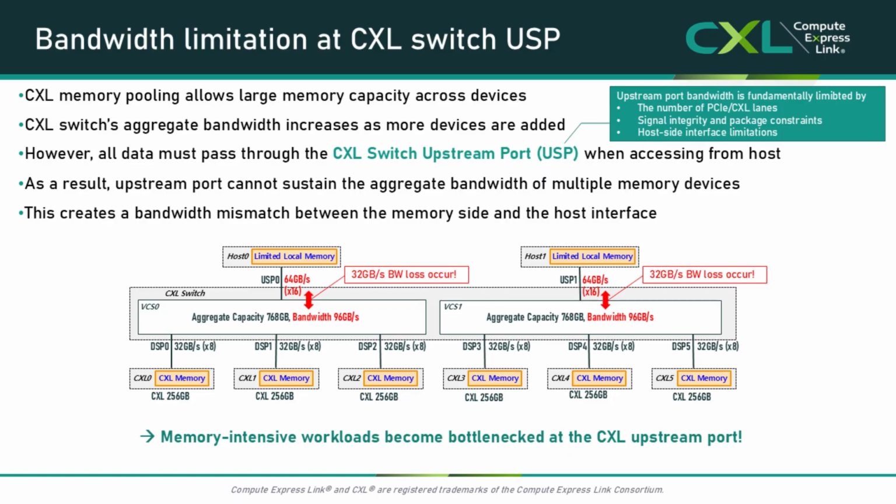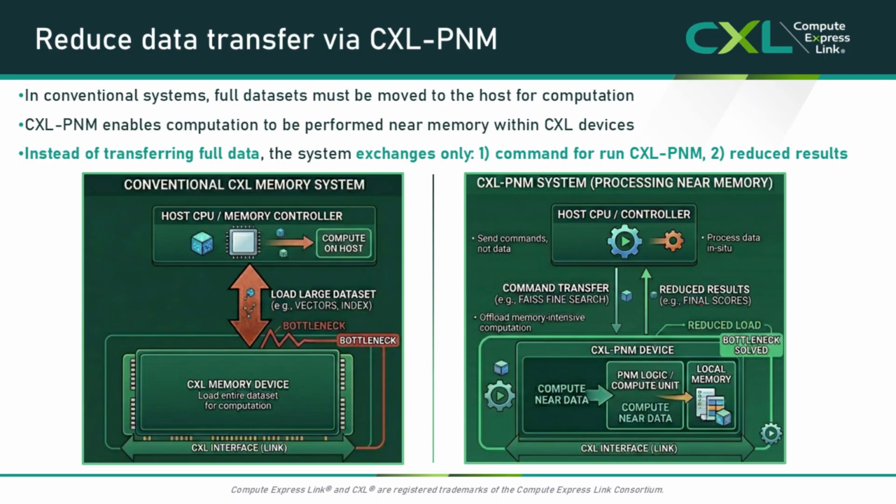So instead of trying to increase the upstream bandwidth, we focus on improving how the bandwidth is used. The way we do this is by reducing the amount of data that needs to travel over the CXL link in the first place. So the key idea of CXL PNM is to reduce the amount of data transfer over the CXL link.